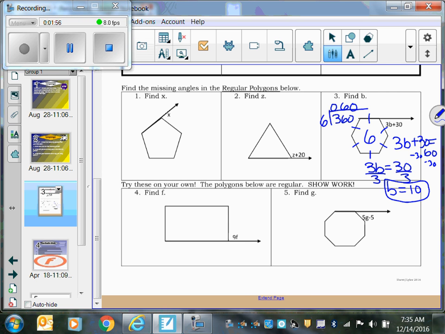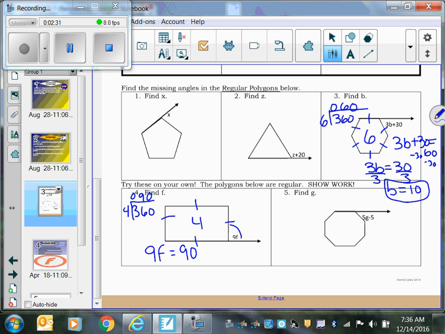So now that you've given number 4 a try, we're going to go through and see if we have it right. So let's see. We got 1, 2, 3, 4 sides here. So that means that I have 360 divided by 4. And 4 doesn't go into 3, but it does go into 36 9 times, and then 0. So we know that this outside exterior angle here is going to be 90 degrees. So now we have that 9f is equal to 90. And how do I undo 9 times f?